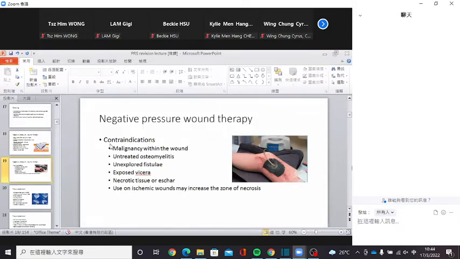So this is a diagram showing how it looks at the bedside. Despite it being so useful, there are a few contraindications for applying negative pressure wound therapy. The first one is an untreated malignancy within the wound, because by promoting angiogenesis, it will promote growth of the tumor. Others are untreated osteomyelitis, unexplored fistula, exposed viscera or major vessels, and necrotic tissue or eschar. And we do not use it on ischemic wounds, as it may increase the zone of necrosis.